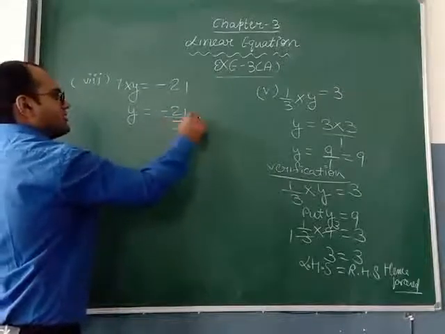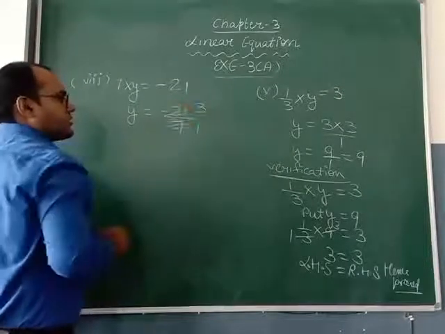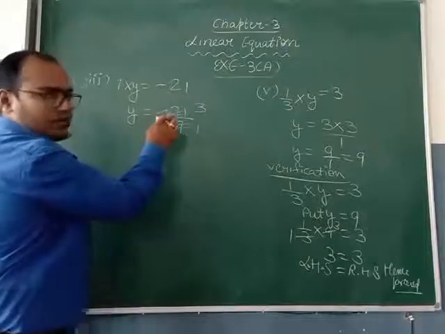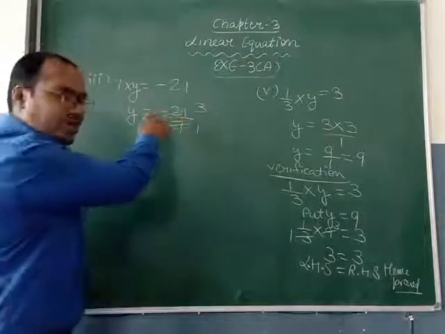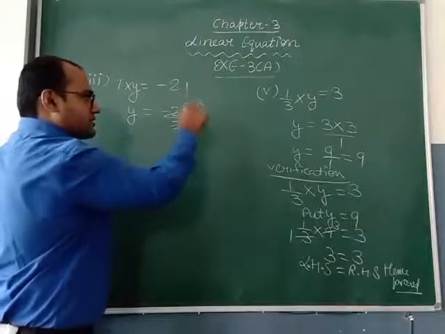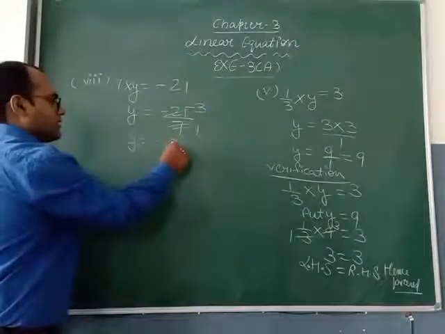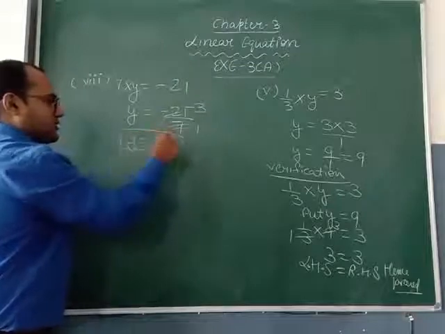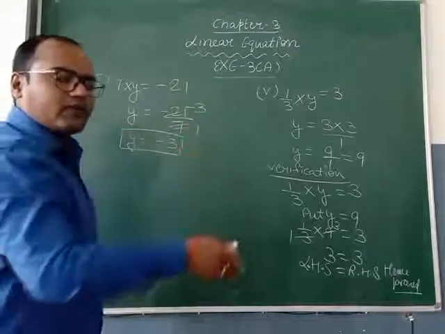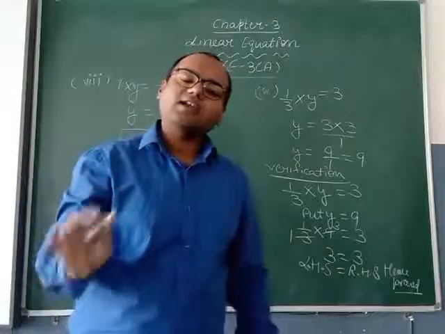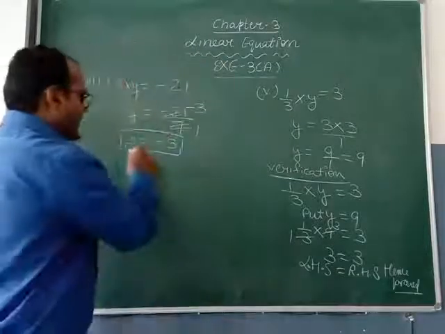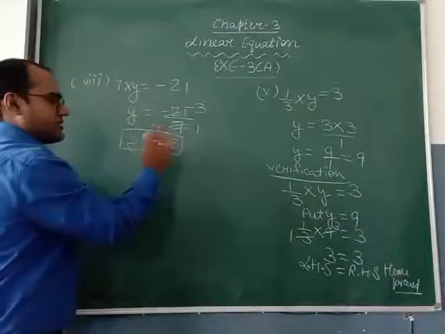7 ones are 7, 7 threes are 21. But this is not 21, the minus sign is also there. That means in the answer also you have to put minus. So y is equal to minus 3 is the answer. In the divide 1 is coming. When we divide any number by 1, the answer will remain the same. So that's why I have written here y is equal to minus 3.